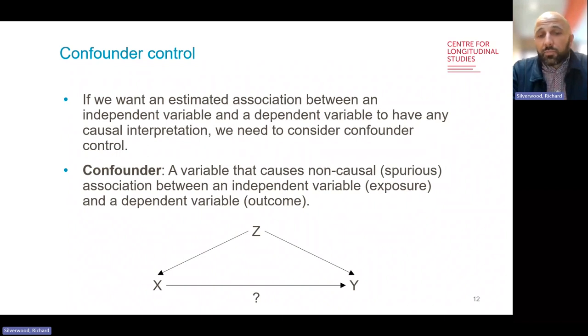And so Z is what we would call a confounder. And in general, what we would want to do is account for that confounding pathway in some way, often by adjusting for that variable Z if we've observed it.